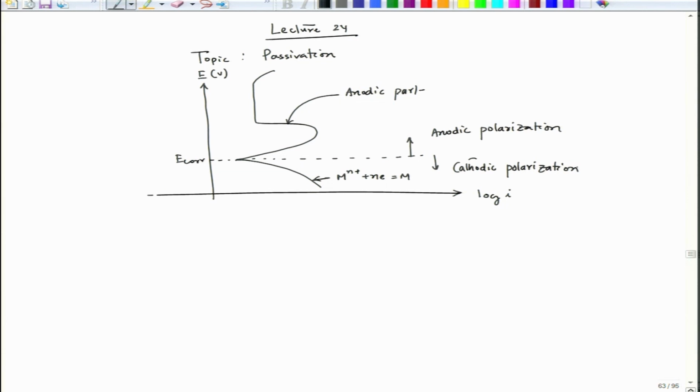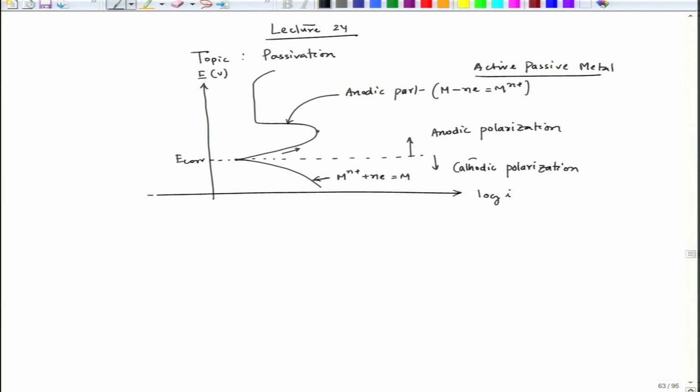Now, when we go to anodic polarization, there are some critical points in this particular active passive plot. This is a typical plot for an active passive metal. Here, this is E core, and in this direction we are getting higher and higher corrosion rate, or metal dissolution rate, as we go towards the anodic polarization side, since M minus Ne equal to M Ne plus. So, ions are forming.